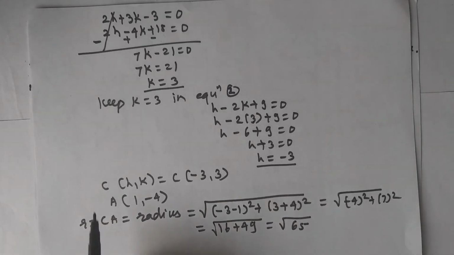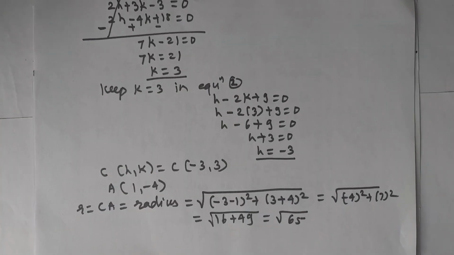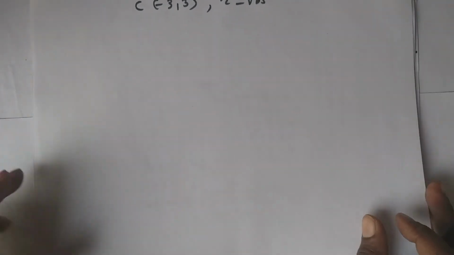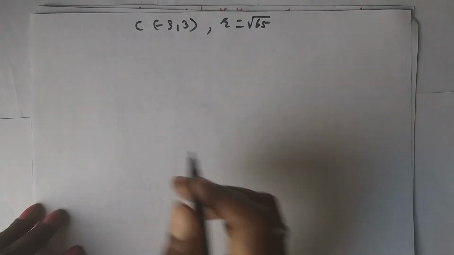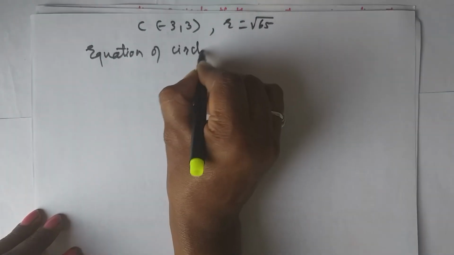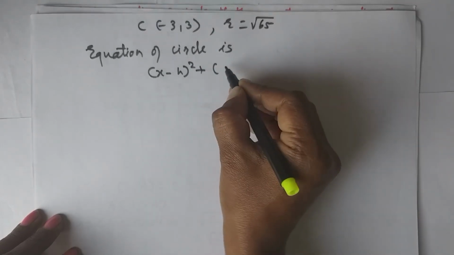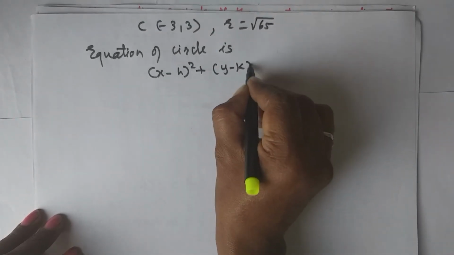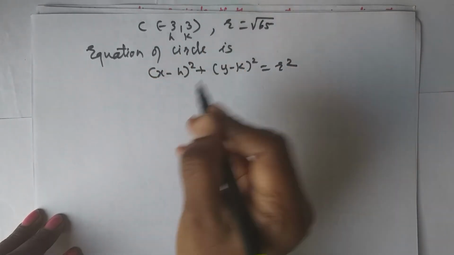Okay, now we know the center, we know the radius, then it is very easy to find the equation of circle using center radius form. Okay, we have found out here the center and radius, therefore write down here center radius form. Then write down the equation of circle is, formula center radius form: x minus h square plus y minus k square is equal to r square.